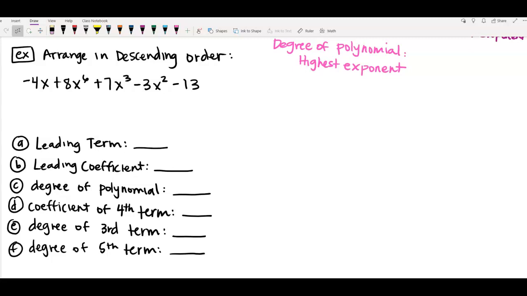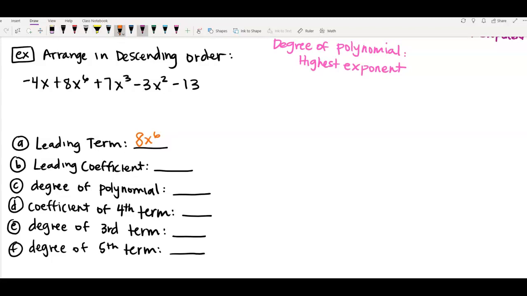Awesome. Okay, most of you are saying 8x to the 6th, right? So the leading term includes the variable part, so make sure that that's clear when I'm asking. But the leading coefficient would just be 8. So part B, you should have just 8 there, because the coefficient is just that number out in front. Let me write these down. So 8x to the 6th is our leading term.